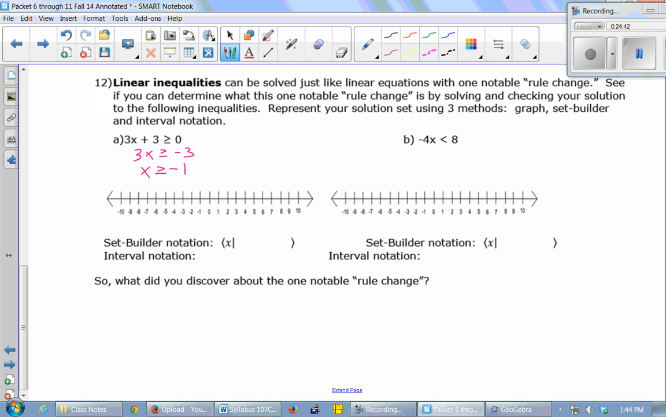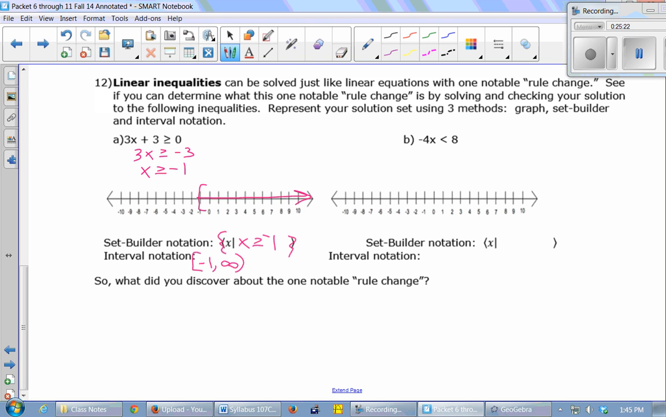If I want to graph it, bigger than or equal to -1, put a square bracket, shade to the right. In set builder notation, I would say the set of all x's such that x is bigger than or equal to -1. And in interval notation, I would put -1, comma, infinity. Include the -1, but not the infinity. Does that make sense?